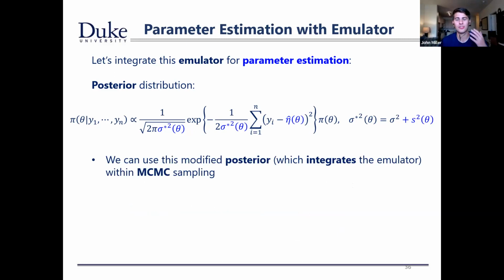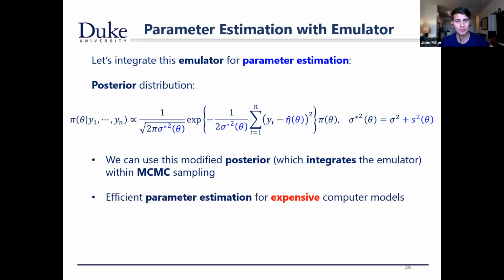And so we can use this modified posterior distribution, this one that uses our emulator instead of our simulator, to do our MCMC sampling. And so this is the key thing: this allows us to do our parameter estimation even when we have this really expensive computer model. And this is enabled through this fast emulation.